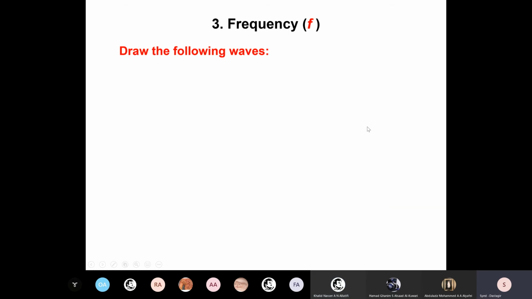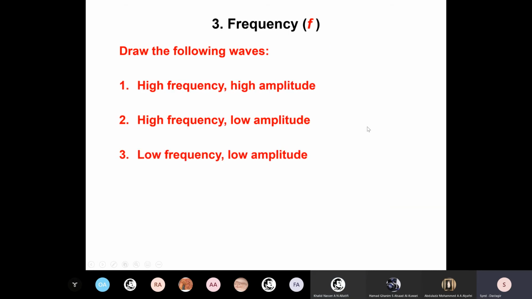So frequency. On your PowerPoints now, you should have this slide, right? Where can I find the PowerPoint? On the assignment. Guys, mute your mics. So the PowerPoint is on your assignment. You need to fill it in, please.